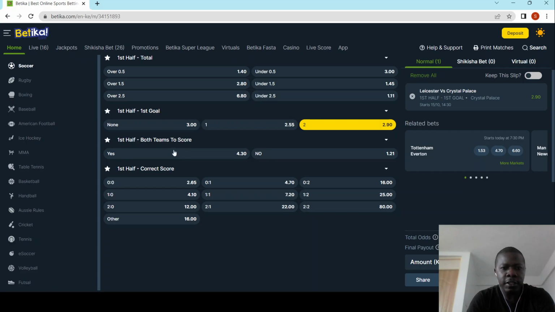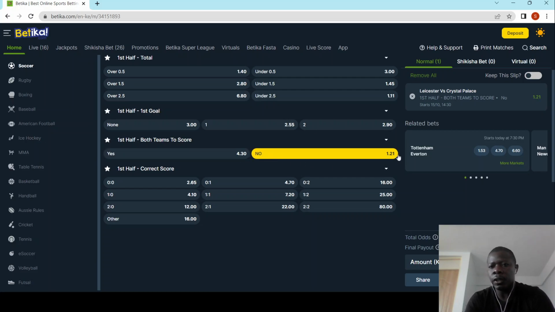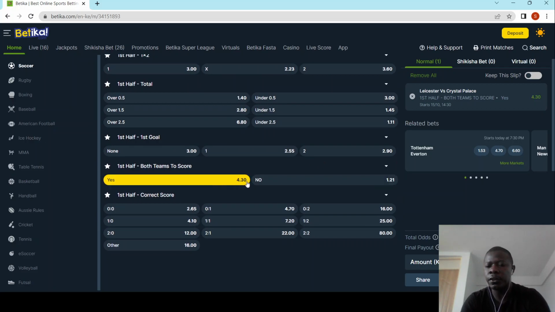Both teams to score in first half. I had explained both teams to score. And you can also say in first half, yes, both teams will score, and you get an odd of 4.30. And also you can say no, and you get an odd of 1.21, which you can place a bet on. You will realize the more difficult it is to predict, the bigger the odd. For example, if you look at here, both teams to score in first half, you see the odd is 4.30 because it's very hard to predict both teams will not score.